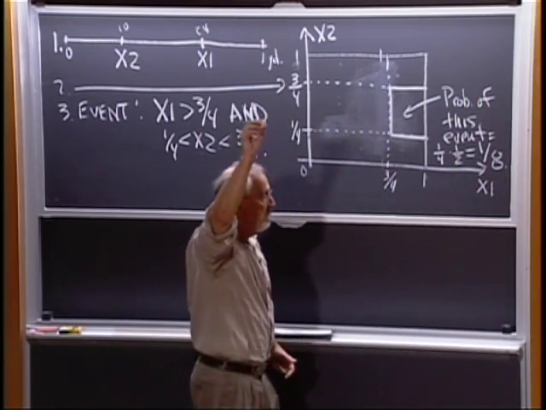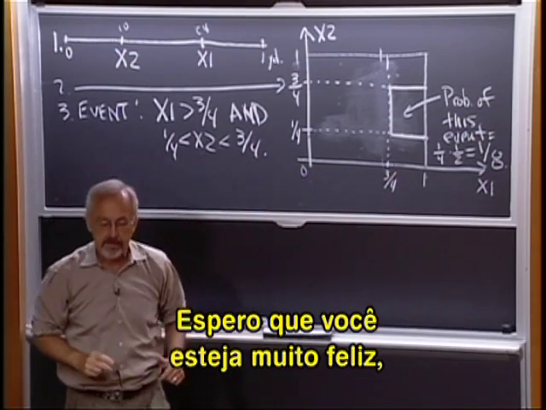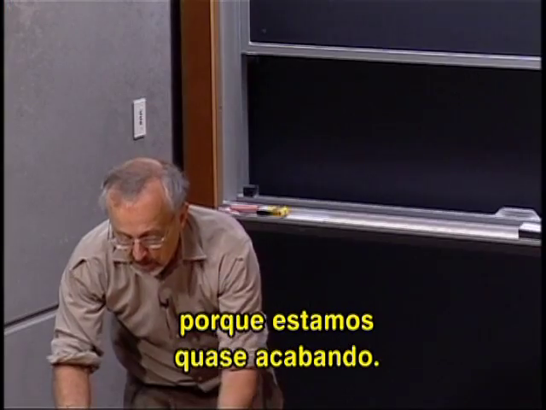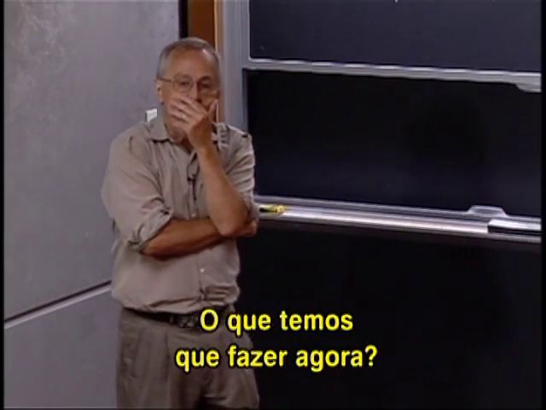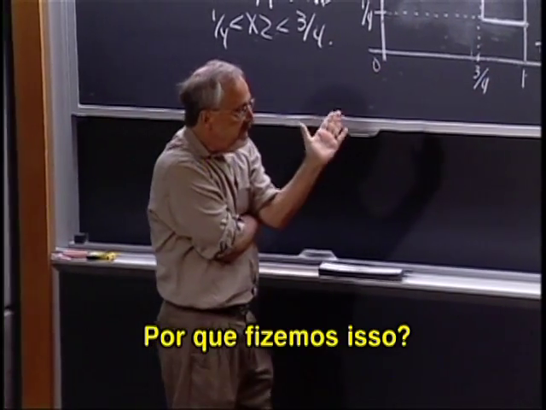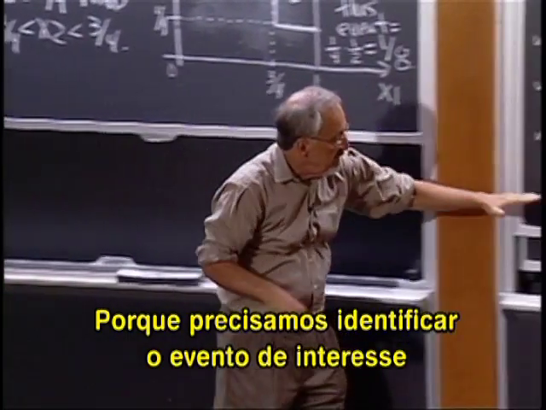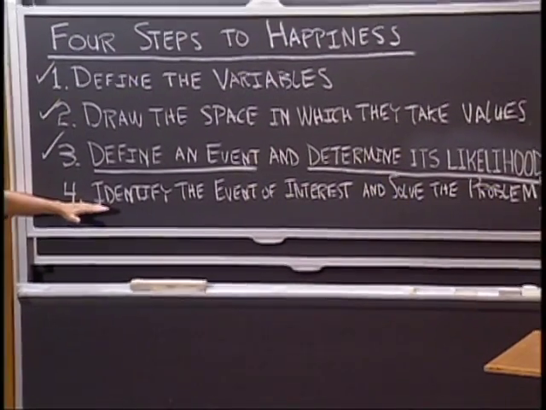Good. We're 3/4 of the way through the 4 steps to happiness. I hope you're feeling very, very happy right now, okay, because we're almost done there. Now, what do we have to do now? Well, why have we done this? Because we now need to identify the event of interest and solve the problem.